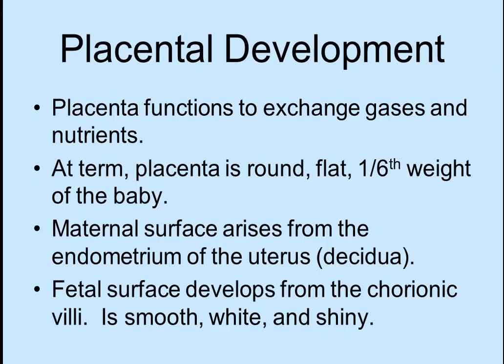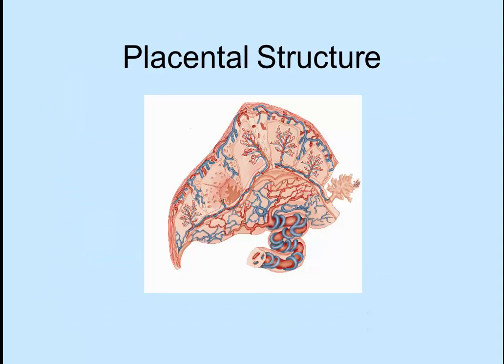The maternal surface arises from the endometrium in the uterus. It's called the decidua. When we see a placenta after delivery, that is the rougher, meatier looking side of the placenta. The fetal surface develops from the chorionic villi. Now this side of the membrane will be smooth, shiny, and white. Hopefully in your Across the Lifespan clinical, you'll have the opportunity to see a placenta and see the difference of that maternal surface and that chorionic villi, that fetal surface.